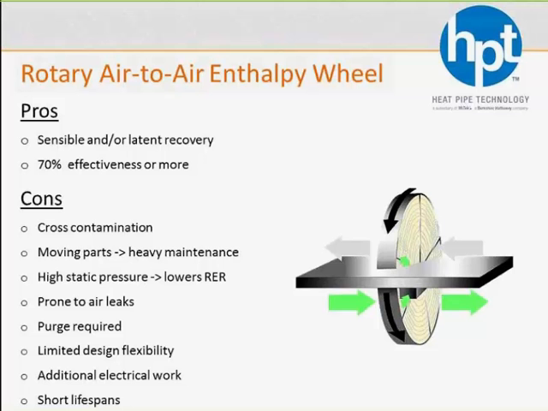So, there are many types of wheels, some better than others, of course, but generally they're going to last anywhere between 3 and 7 years, and that's, of course, very dependent on how well they're being maintained. A very good product for energy recovery, but certainly has its downsides.